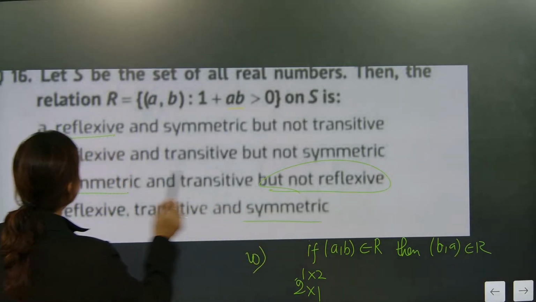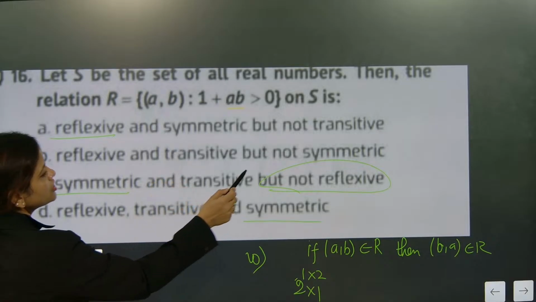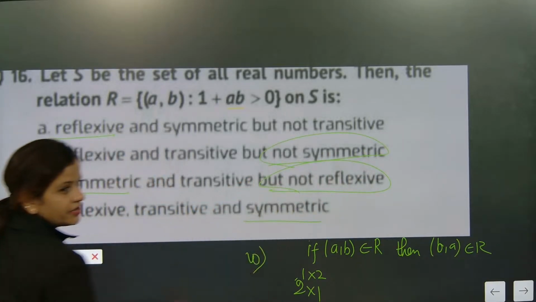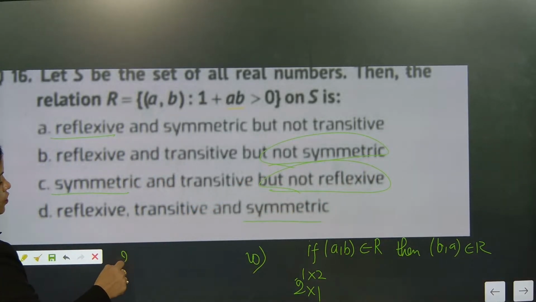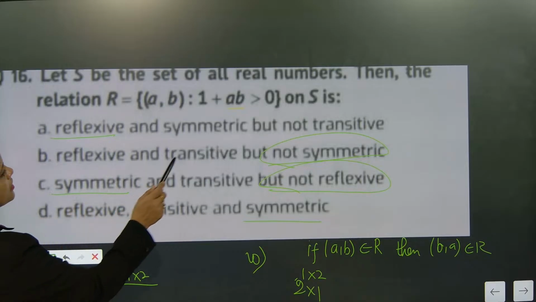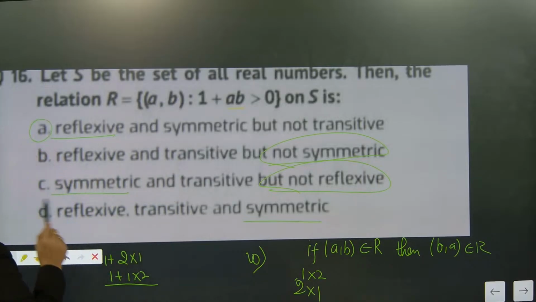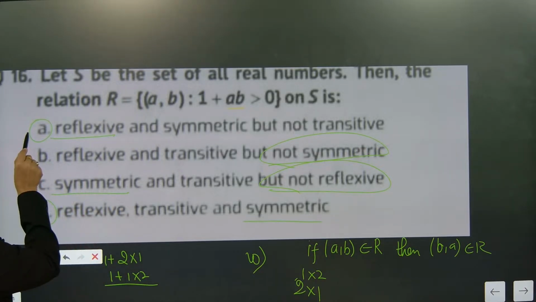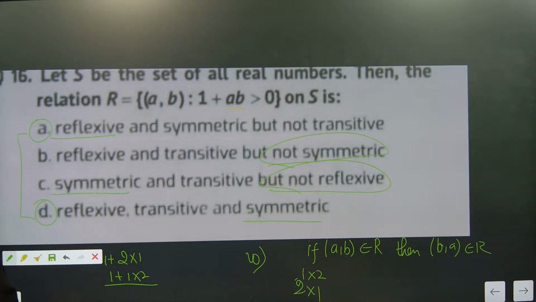Here symmetric is written; here it says not symmetric. But we proved it is symmetric. If we reverse the order, it still satisfies the condition, so it is symmetric. So out of A and D, either one will be the correct answer. It is reflexive also, symmetric also.